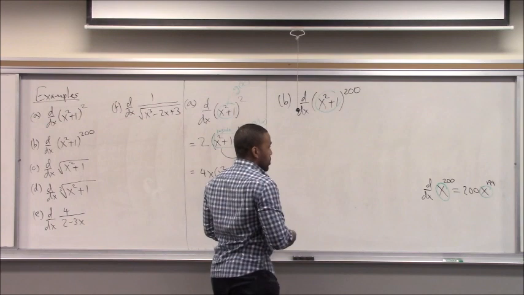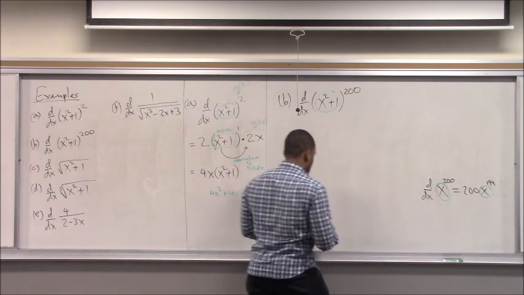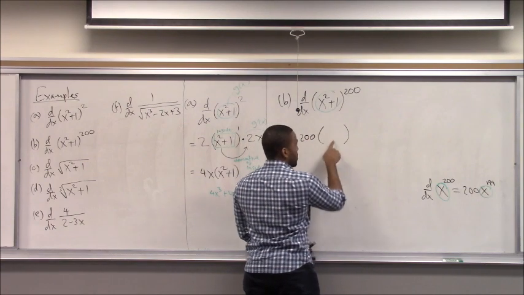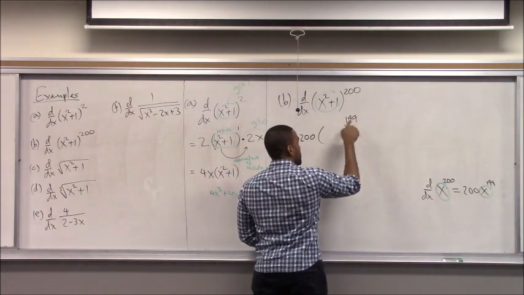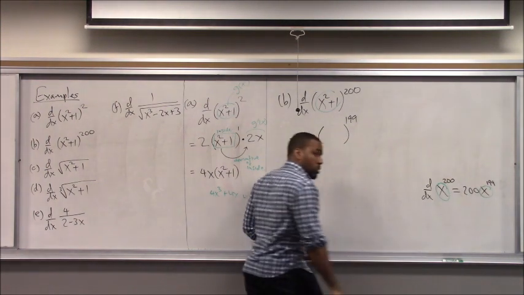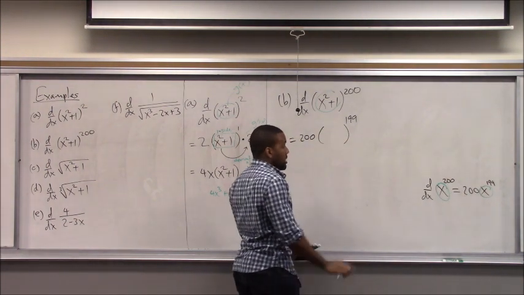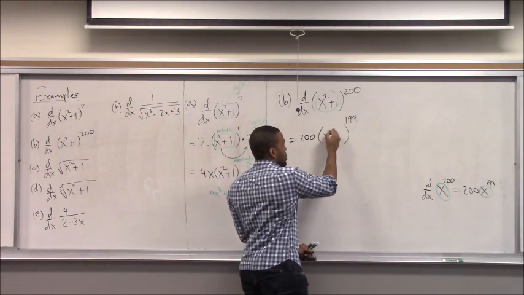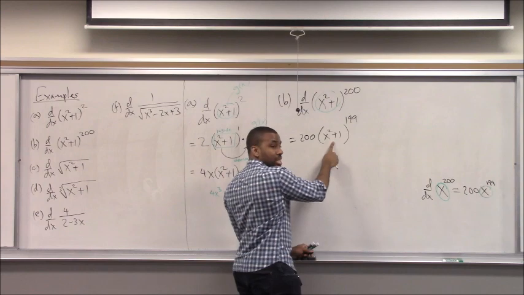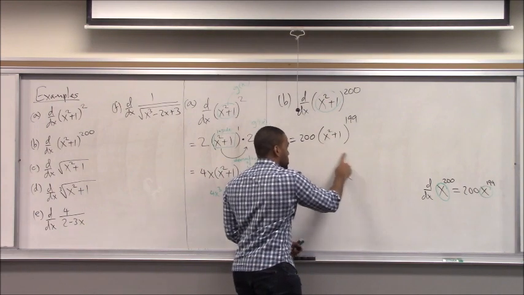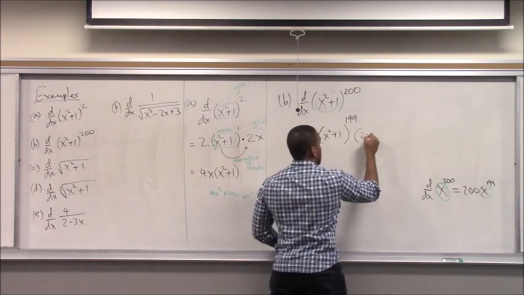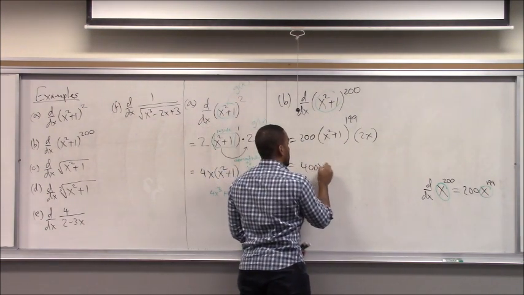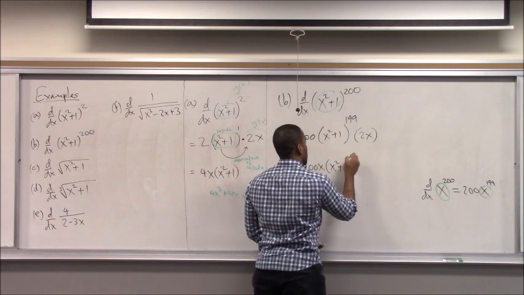You're going to differentiate the outside by applying the power rule, which means you're going to put the 200 of the thing to the 199. That's important, because that's what you would have done here if it was just an x, but it's not just an x. It's x squared plus 1. Now you see that it's not just an x. You have to multiply by its derivative. And so that's 400x times (x squared plus 1) to the 199.